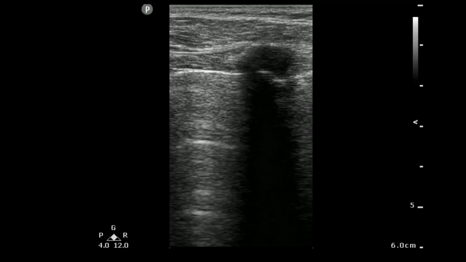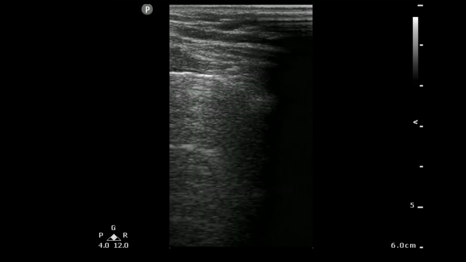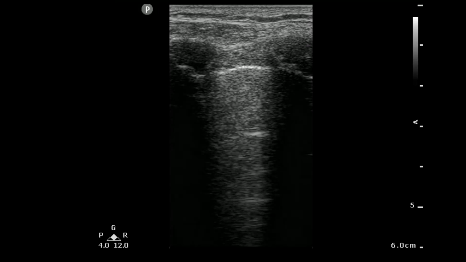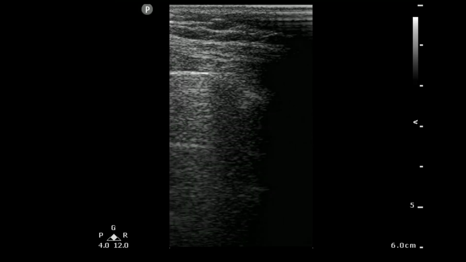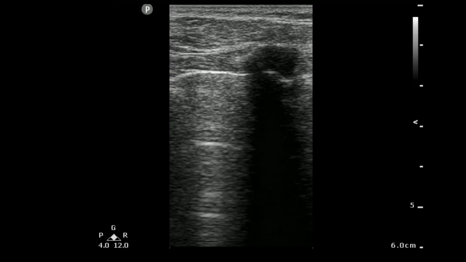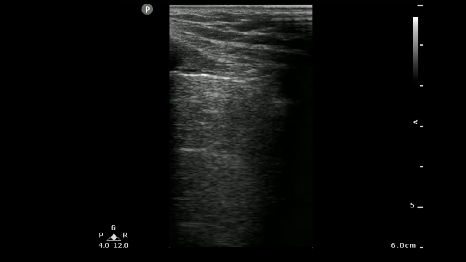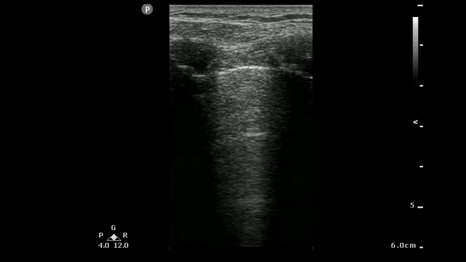So here's an example of what happens when you don't see lung sliding. When you take air and put it between the visceral and the parietal pleura, you're going to separate that. And even though the patient may be breathing, there's going to be air in between the visceral and parietal pleura. And so you won't see that visceral pleura. You'll see the parietal pleura, right? But you won't see the visceral pleura because you have the air that's intervening there.